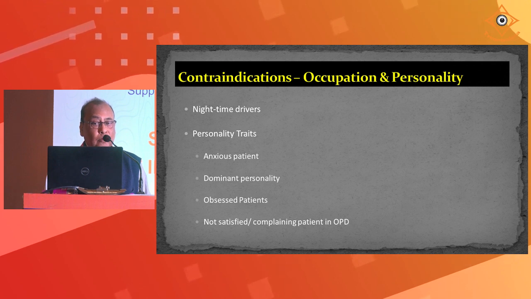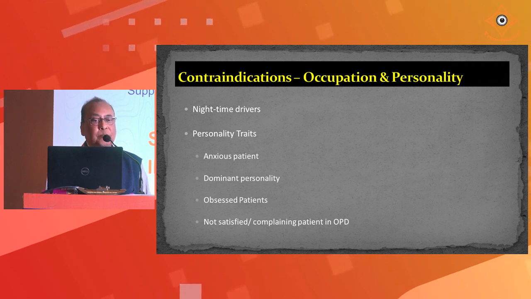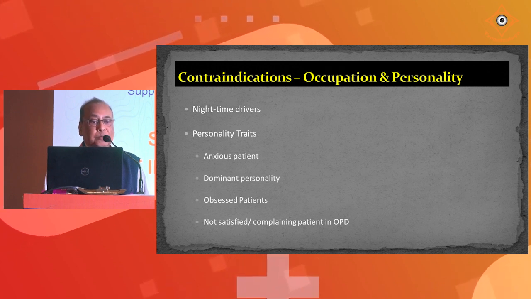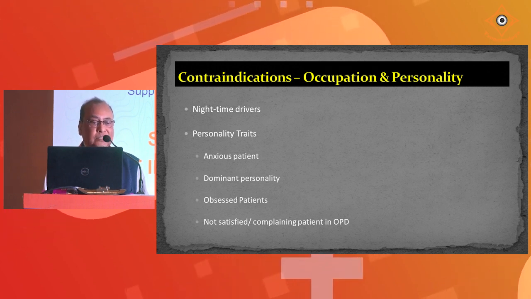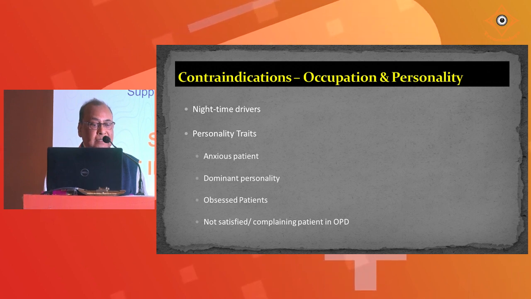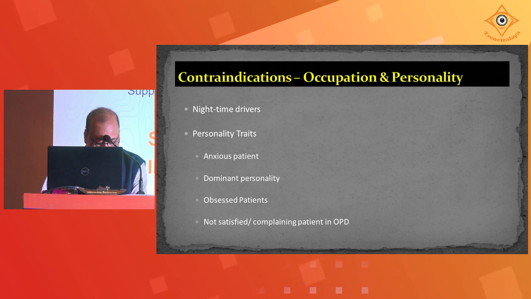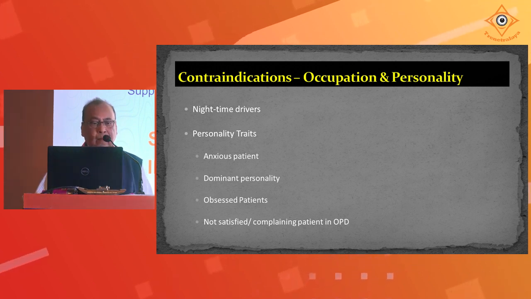Contraindications, occupation and personality wise: people who do a lot of night time driving, and personality traits like anxious patients, dominant personality, obsessed patients, not satisfied, complaining patients in the OPD. They are the people who should generally be avoided.